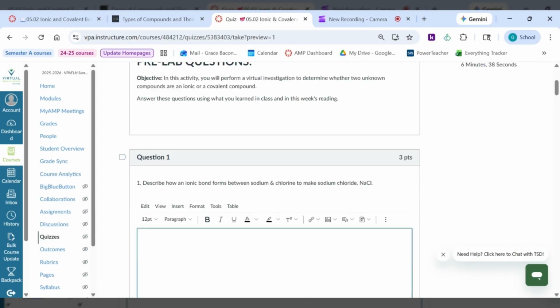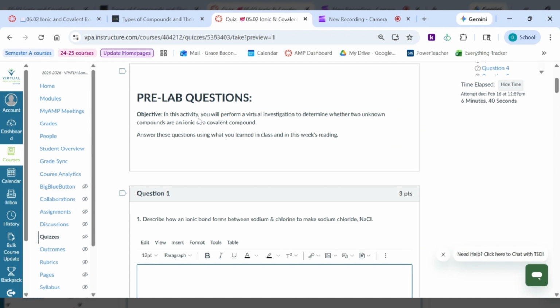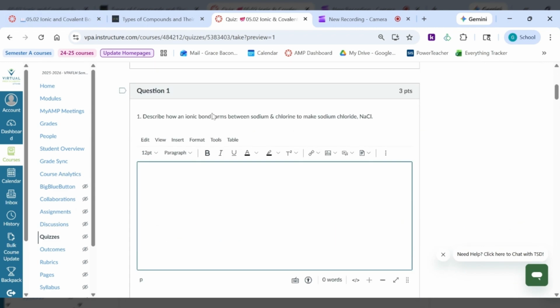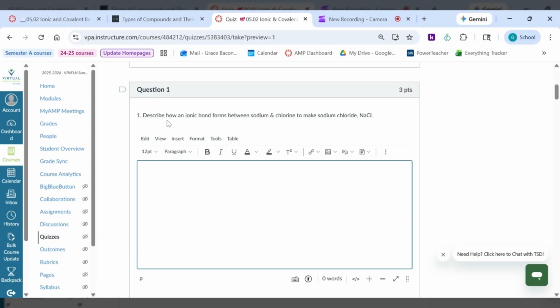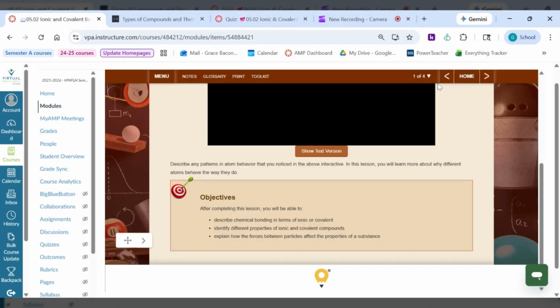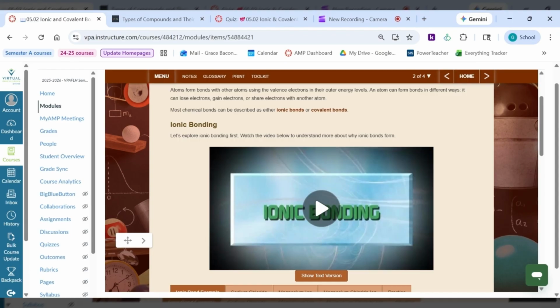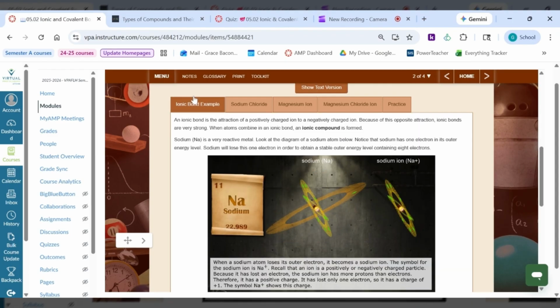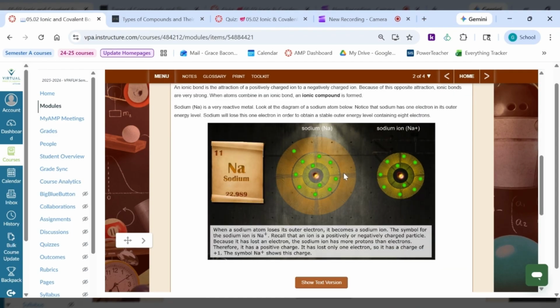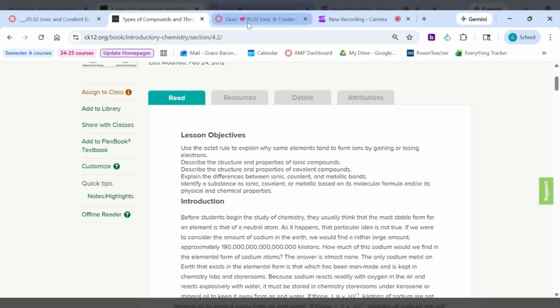So first, I've got a couple of pre-lab questions. This is where I'm pulling my knowledge from my reading. So first, it asks me to describe how an ionic bond forms between sodium and chloride to make NaCl. So from my reading for that, I'm going to be looking on page 2, where it talks about how ionic bonds are formed. And there's an ionic bond example, and it's actually the one that I asked you about in here. So when I go through and I read this section, that's where I can pull my answer for this question.